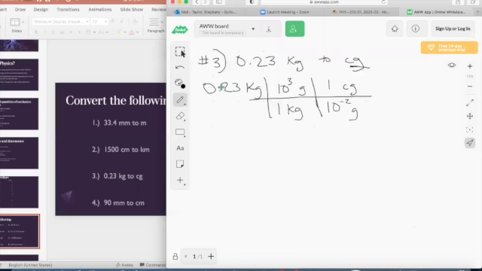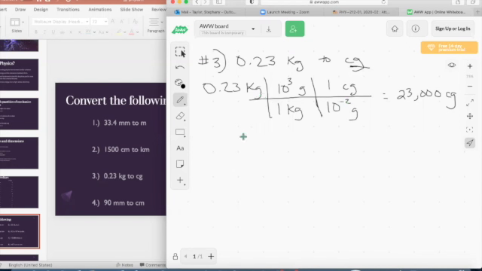Once you do 0.23 times 10 to the third in your calculator, and then divide that by 10 to the minus 2, you'll end up with 23,000 centigrams. Our shorthand version here is going to be 3 minus negative 2. So 3 minus a negative 2 is actually going to be 5. So that's why we're going the decimal place to the right 5 times.